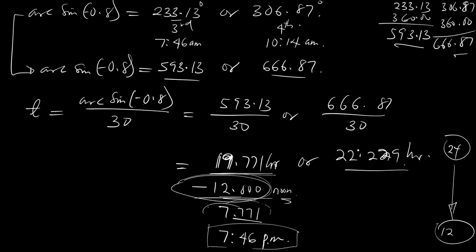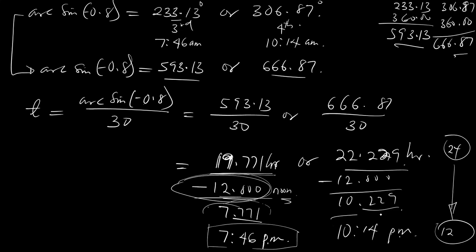So it will be at 7:46 p.m. Then for this other one, if you subtract 12 hours, this will now be 10.229. We have converted this before, which is 14 minutes. So this whole thing will now be 10:14 p.m. This is the time when it will occur.